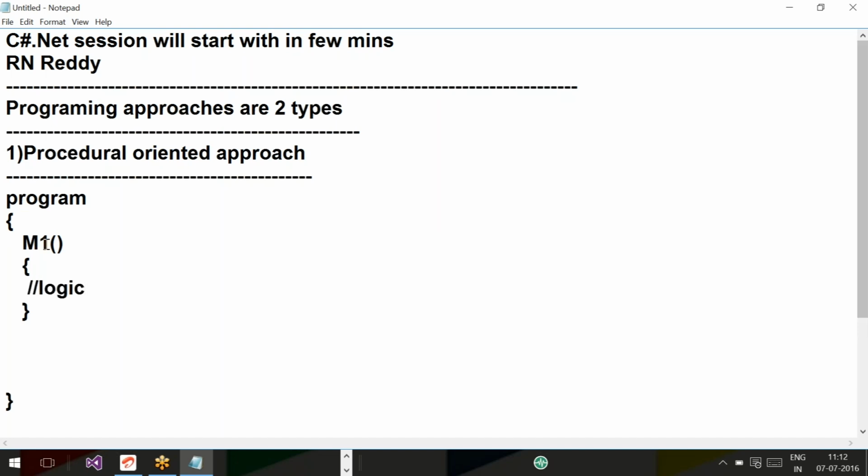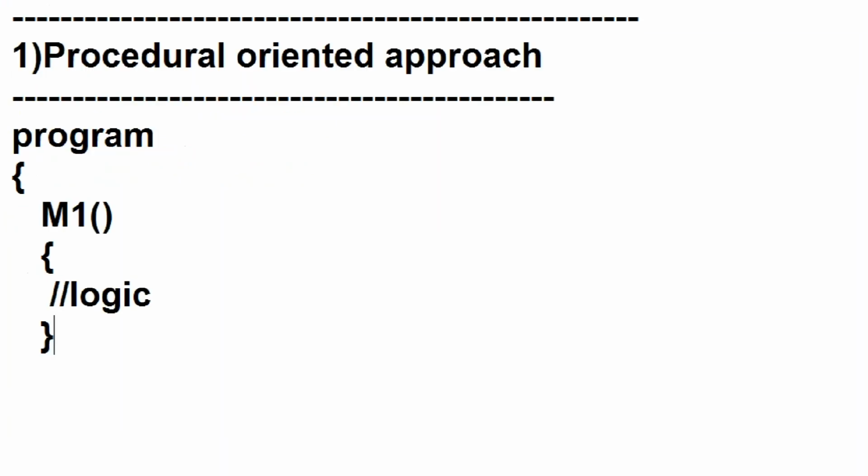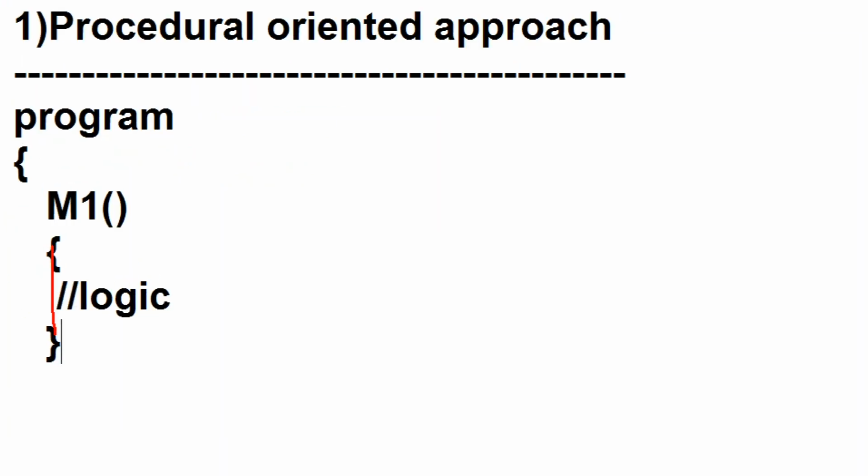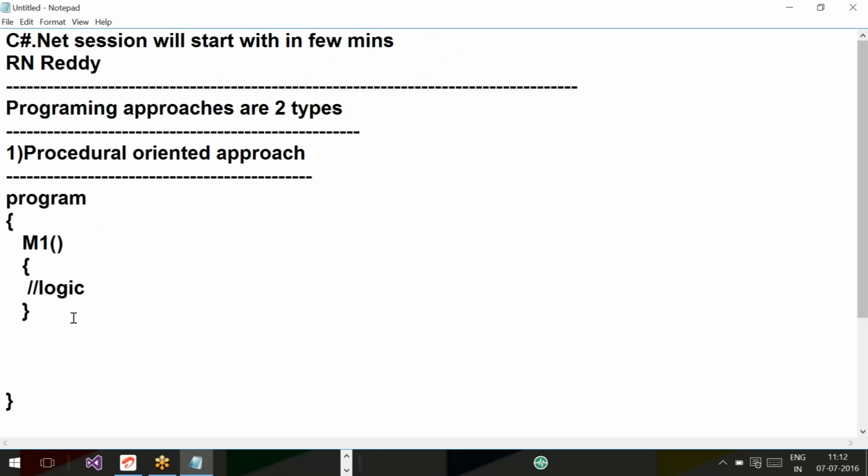Here, M1 is the method name and this is called the signature part. Generally the signature will contain the method name, and this is called the method block, which will contain some logic, some functionality. Next, coming to M2, which will have some logic, and finally it is a collection of procedures or methods.